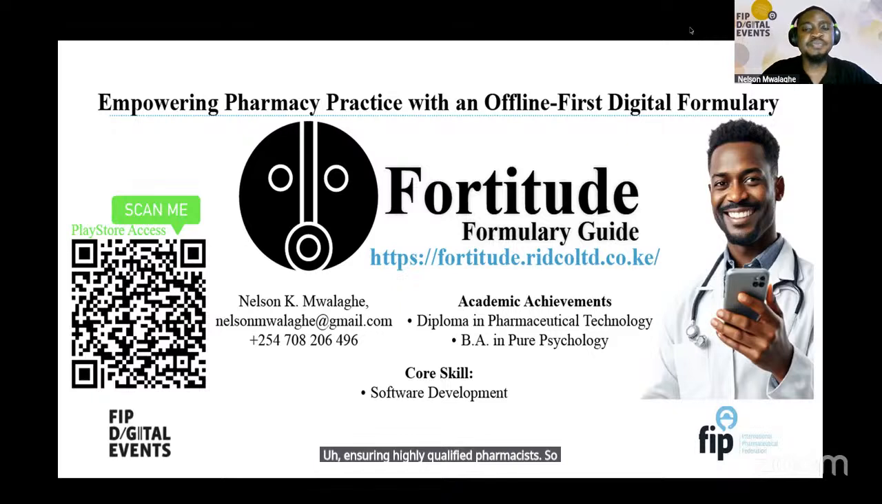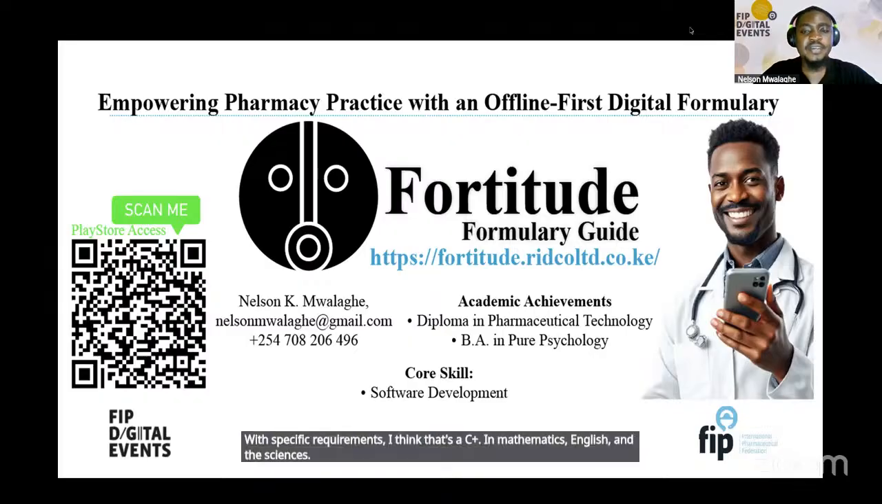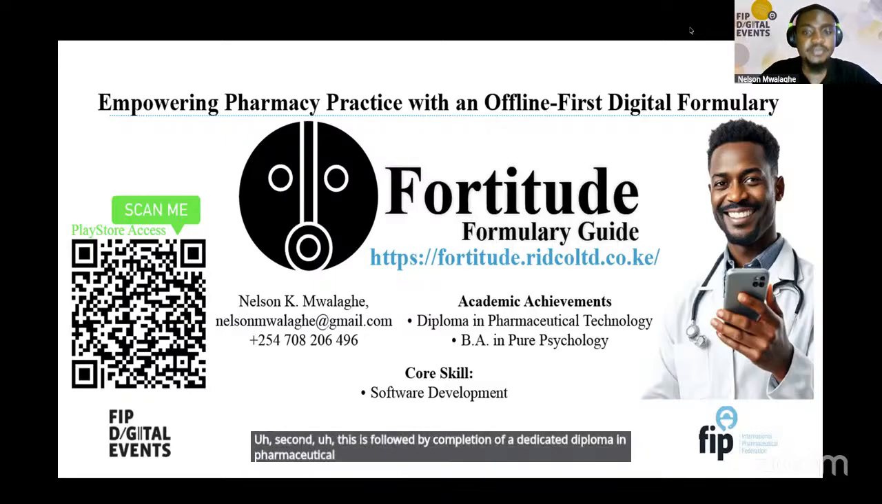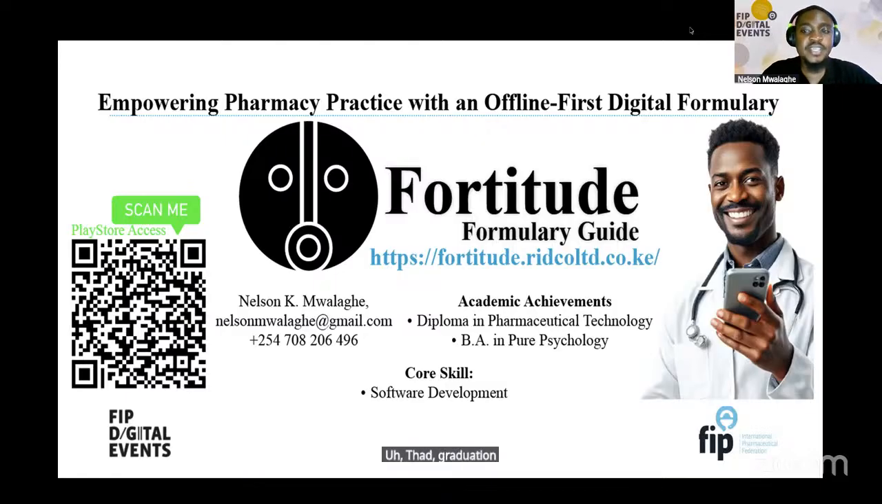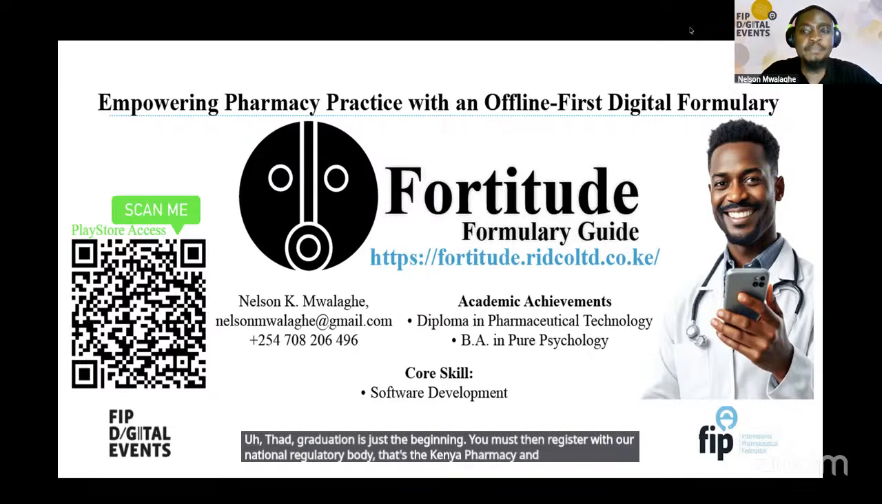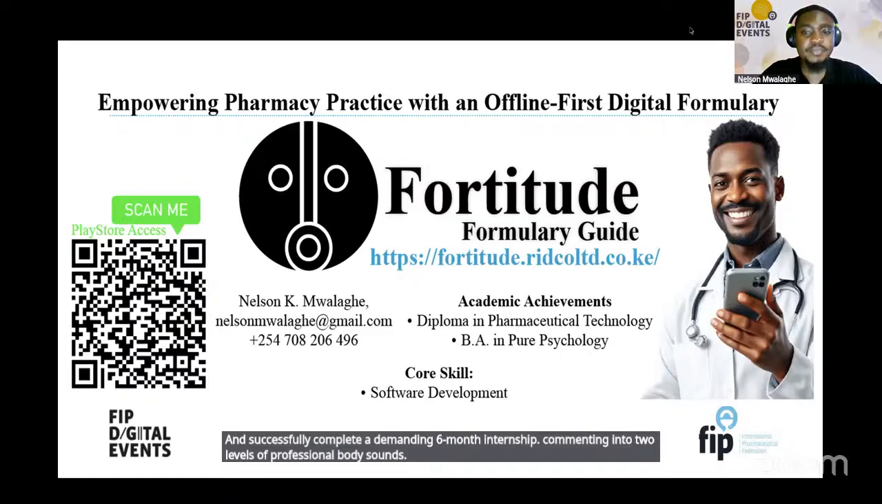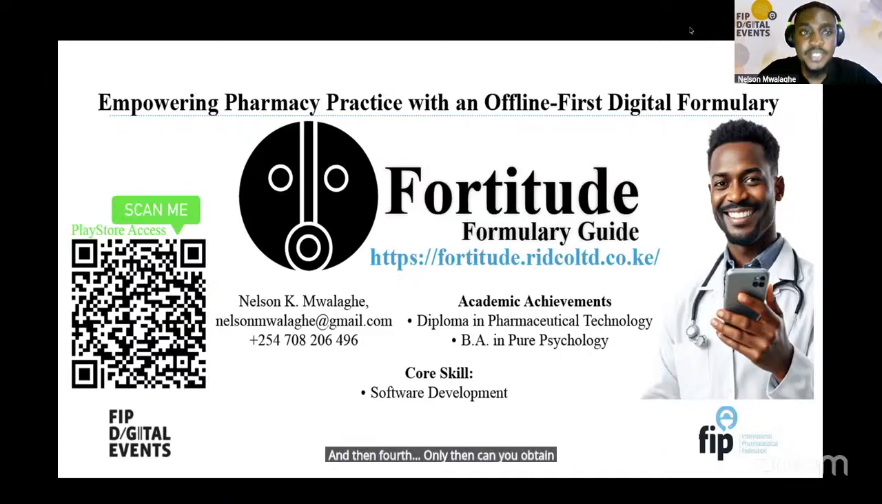First, the academic bar is set high from the start. To even join a college program, you need a strong secondary school certificate with specific requirements. I think there's a C plus in mathematics, English, and the sciences. Second, this is followed by completion of a dedicated diploma in pharmaceutical technology. Third, graduation is just the beginning. You must then register with our national regulatory body, the Kenya Pharmacy and Poisons Board, and successfully complete a demanding 6-month internship, culminating in 2 levels of professional board exams. And fourth, only then can you obtain your initial practice license.